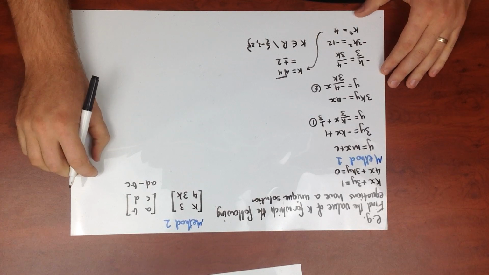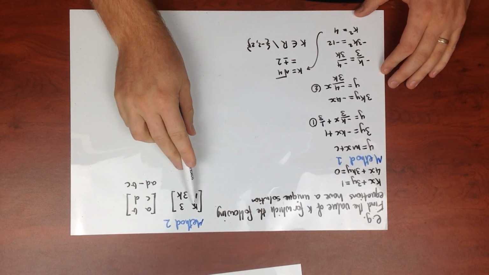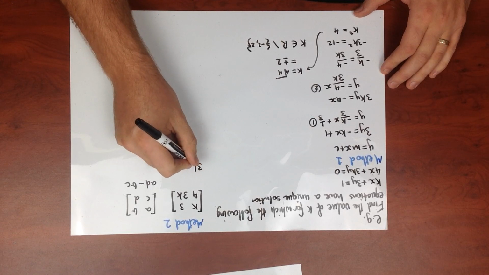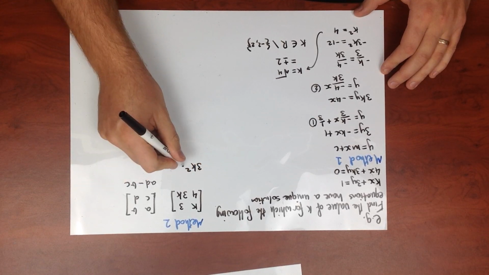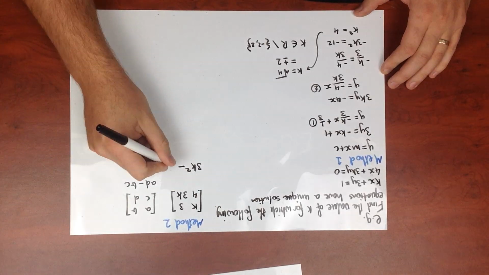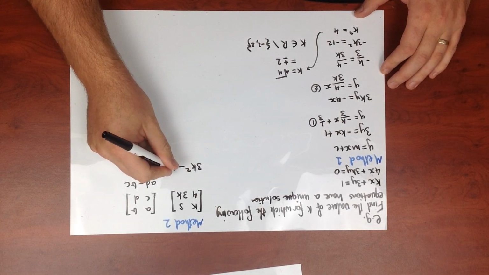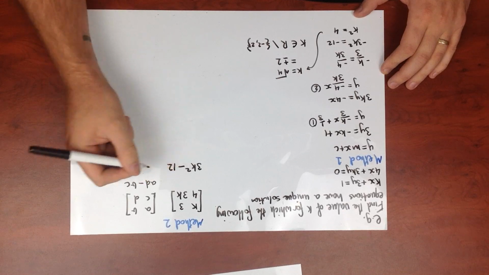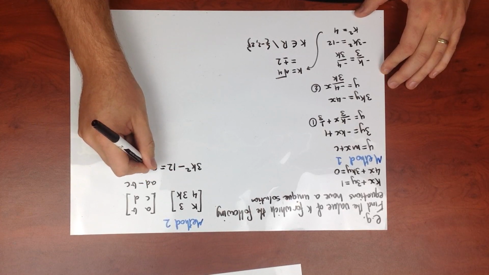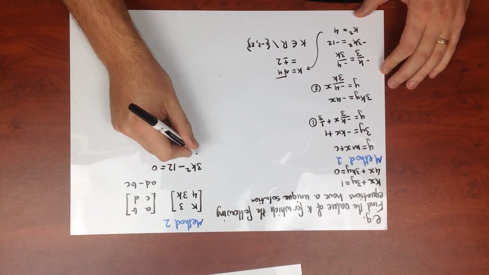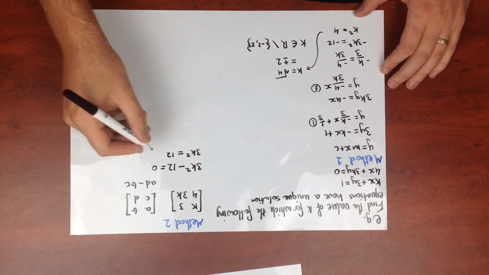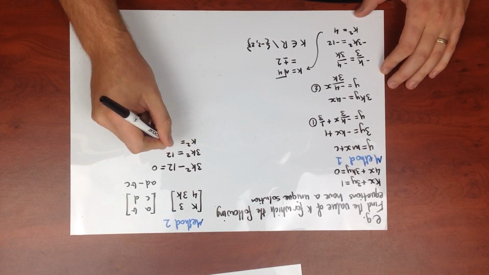So if we actually do the determinant of this matrix, AD is going to be 3k squared minus our BC, which is 3 times 4, which is 12. Okay? And we've got to set that equal to 0, and then solve for k. So we'll get 3k squared equals 12. Okay, which means k squared equals 4.